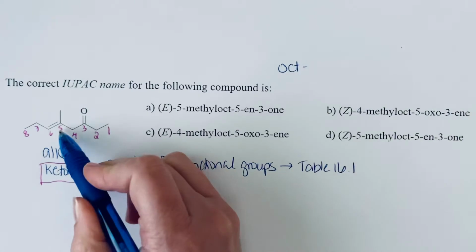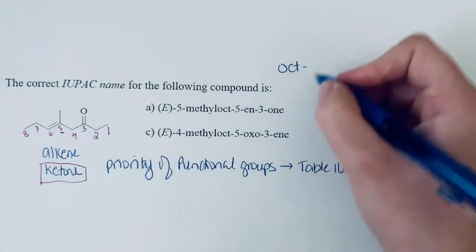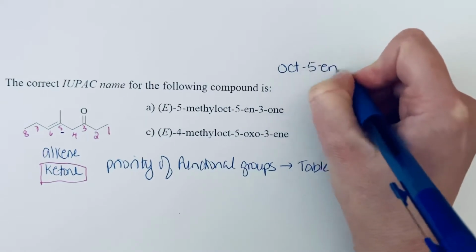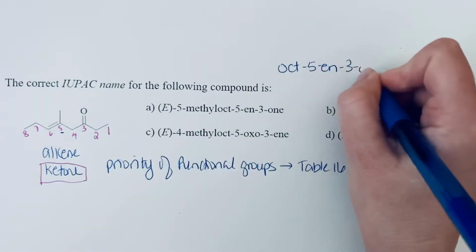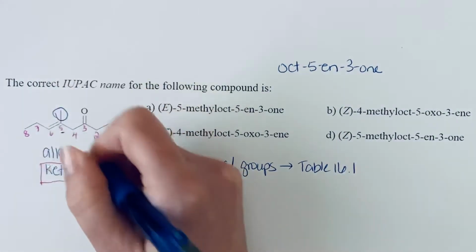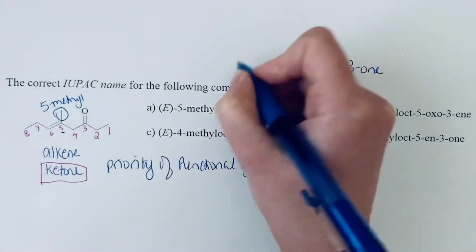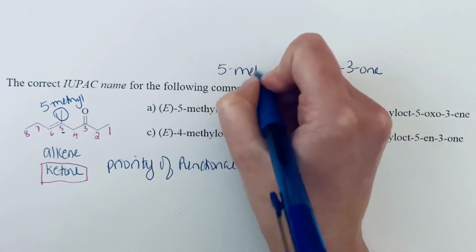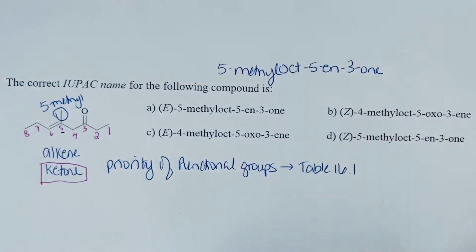And actually I need to express where this ene is as well. So I'm going to put the first number of the alkene to show where that is. So it's going to be an oct-5-ene, and then a 3-one. Okay, so we have that. We also have on carbon 5 a methyl group, so we also have 5-methyl. So we have a 5-methyl oct-5-en-3-one, and that's what we see in A and D.